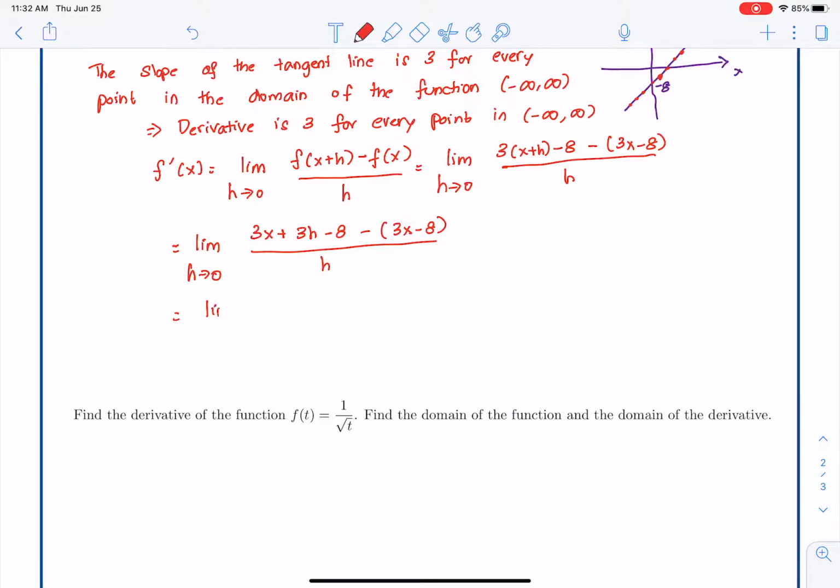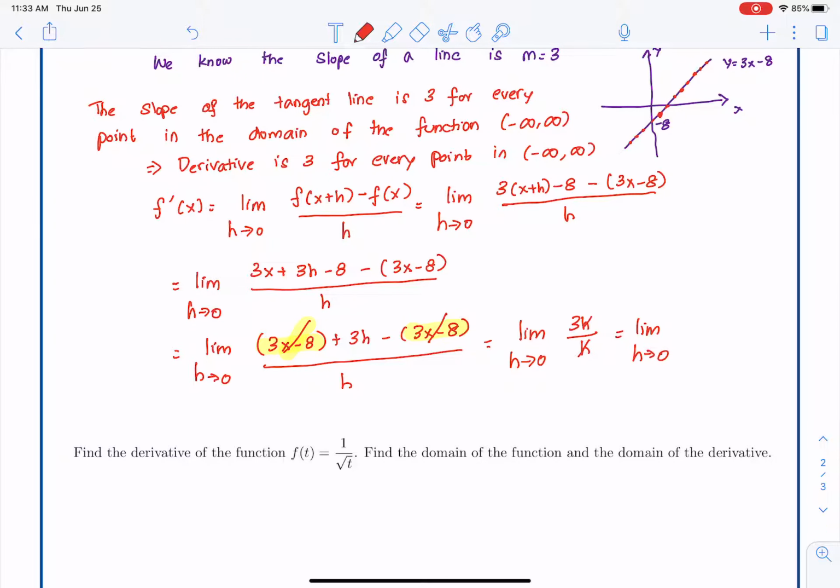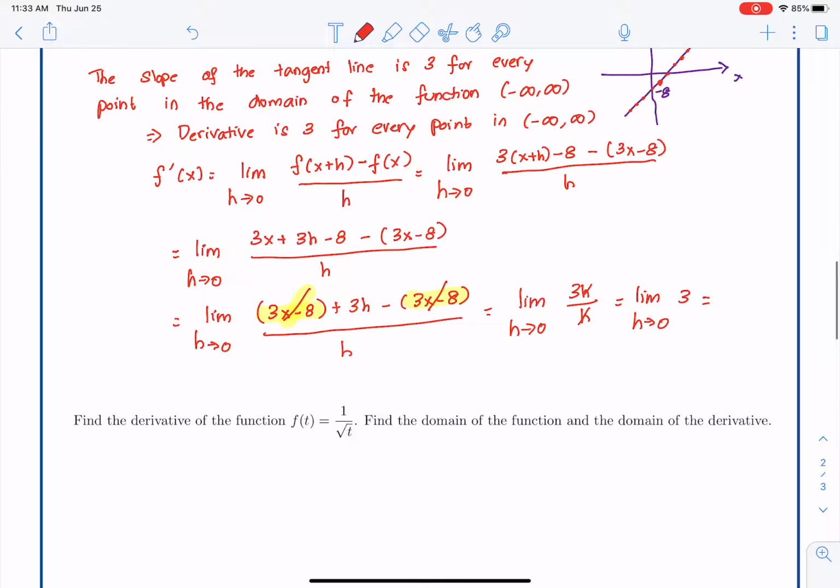I'm going to move things around here so things become clear. I'm going to write this as 3x minus 8 plus 3h minus 3x minus 8. That term and that term are one and the same, so they will get cancelled. And we have limit h approaches 0, 3h over h. The h's go away, and as h approaches 0, we get 3. And there is no h in that limit, so the answer would simply be 3.